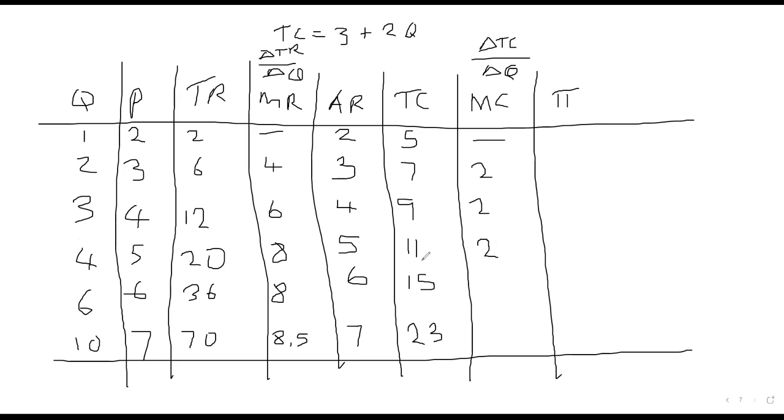Then here 15 minus 11, what do we get? 4. And the difference here, 6 minus 4, 2. We're getting a 2. Then here 23 minus 15, 8. 8 divided by 4, we get a 2. All right, so how do we get the profit?